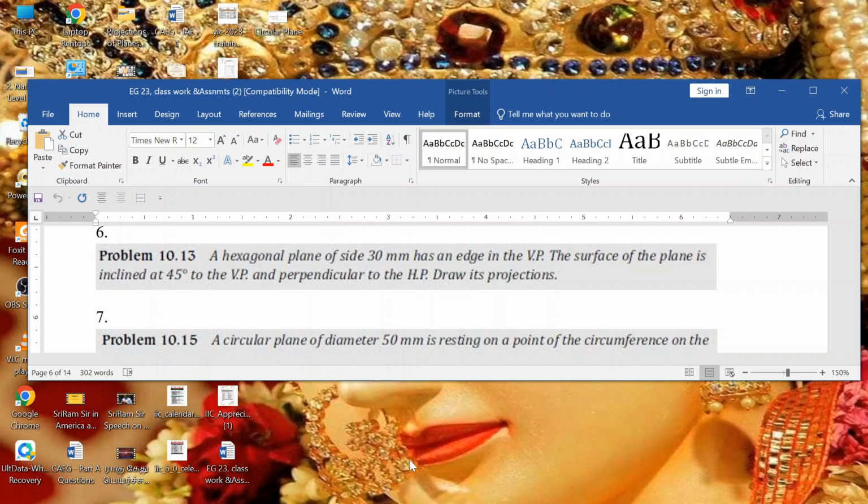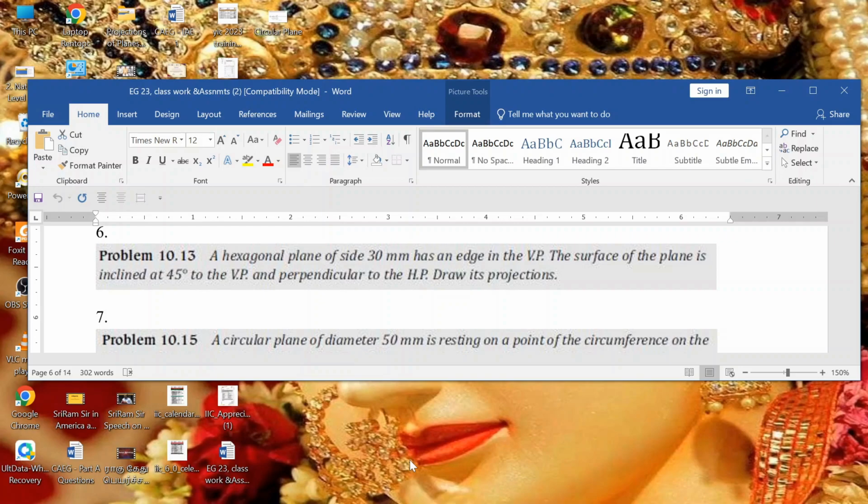A hexagonal plane of side 30 mm has an edge in the VP. The surface of the plane is inclined at 45 degrees to the VP and perpendicular to the HP. Draw its projections. In the last session, the surface of a plane was inclined to HP, but the surface was perpendicular to VP. That is what we saw. Now in this class, the plane is inclined to VP but perpendicular to HP.